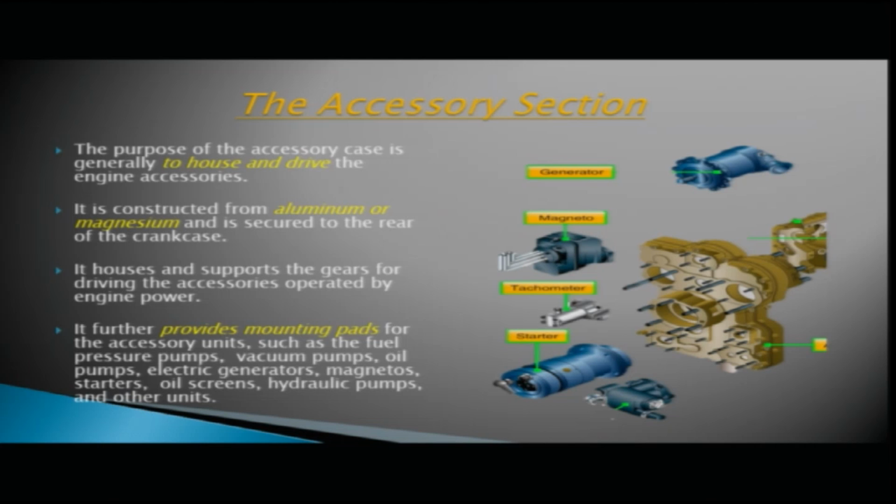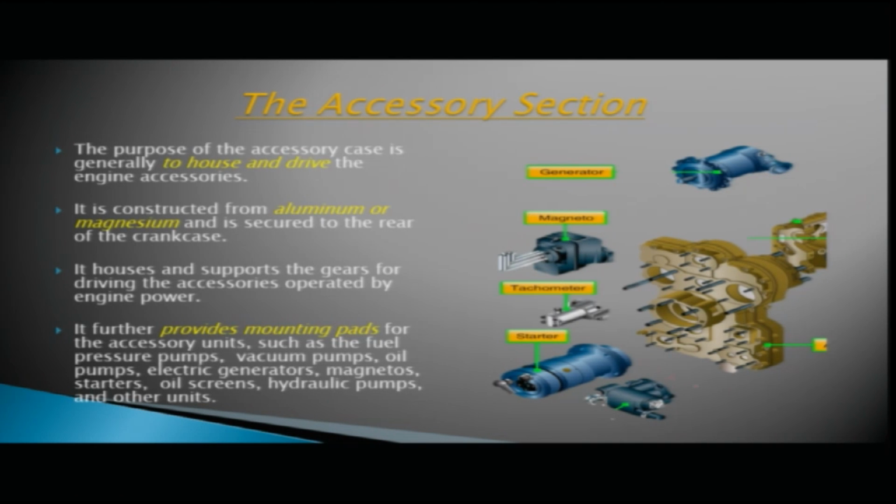The purpose of the accessory case is generally to house and drive the engine accessories. So, on a reciprocating engine you have various accessories. Here in the diagram you can also see some of the accessories shown. This is your accessory section. You have the generator, magneto, tachometer and starter. So, this is the housing which accommodates all these accessories, and it is called the accessory section. It is constructed from aluminum or magnesium and is secured to the rear of the crankcase.